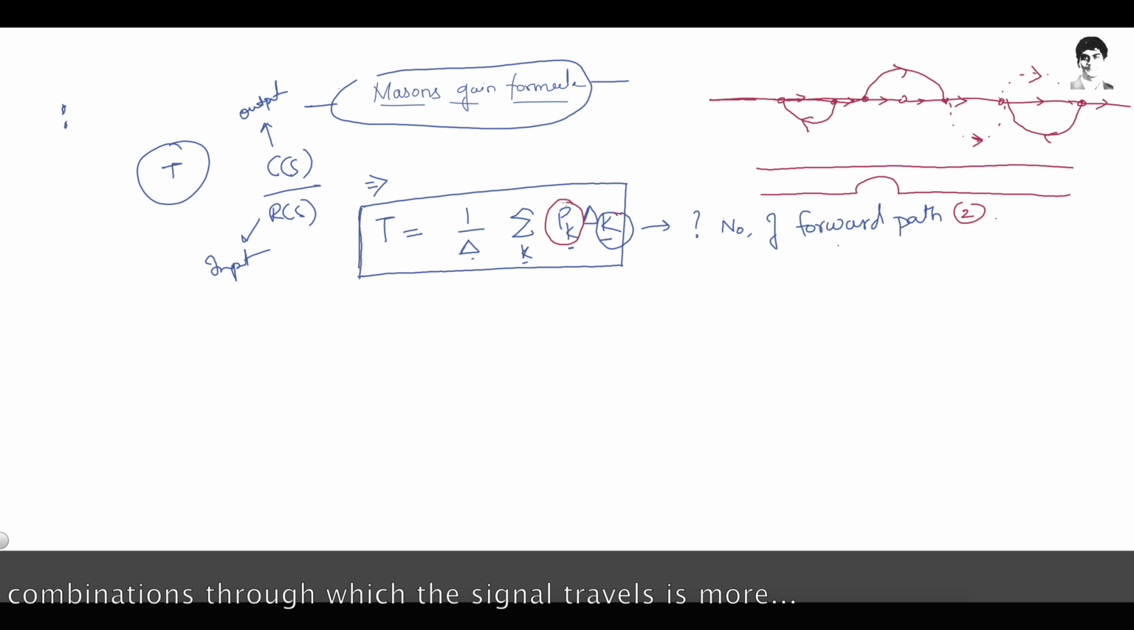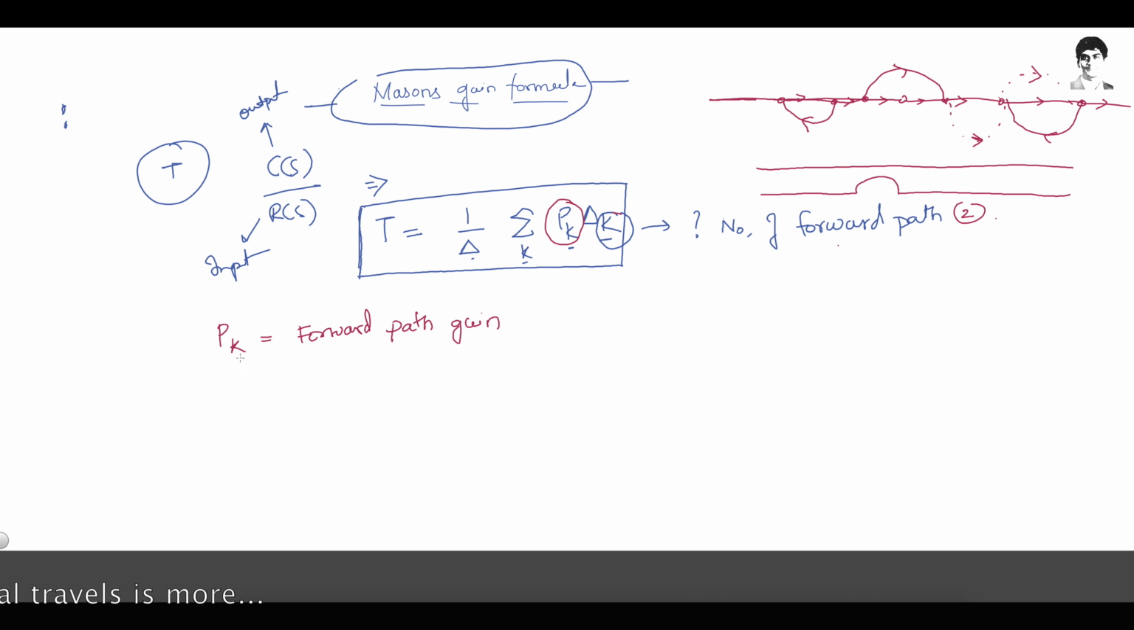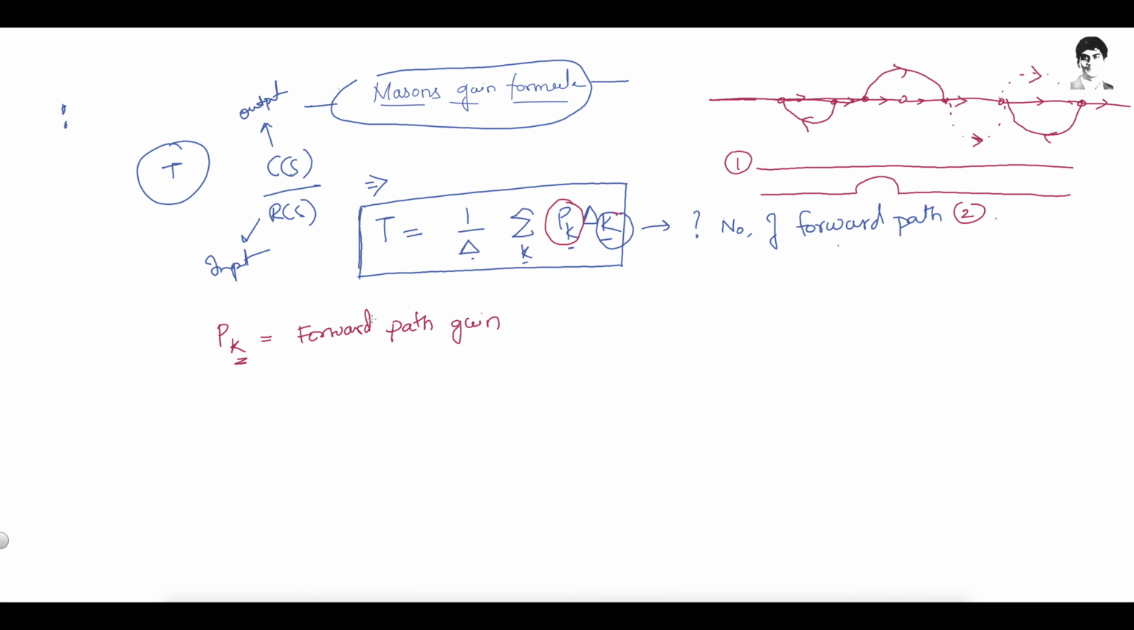Now, what is Pk? Pk is the forward path gain for whichever path you are finding out. Let us say Pk is the kth forward path. For the first forward path, the P1 value will be the gain of this whole path. And for the second one, P2, it's going to be the gain of this forward path. As simple as that. Finding the value of Pk is the easiest. Now comes finding the value of delta and delta k.